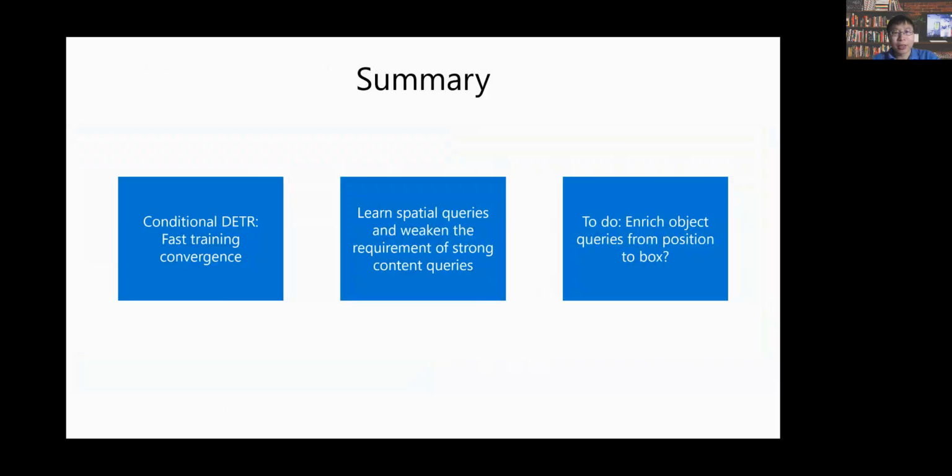Now let me conclude this part. So we propose a conditional DETR approach. It's very simple, just modify the spatial queries for the cross-attention part. And we learn spatial queries so that the dependence on the strong content queries is weakened. Our ongoing work is to connect the object queries with the well-known anchor. We want to enrich object queries from position to box.